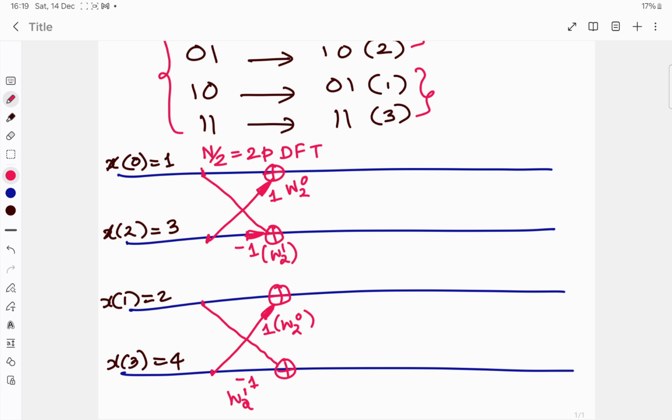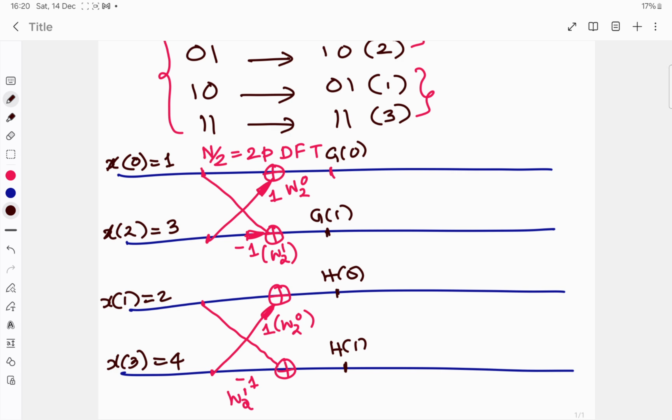With the coefficients w2 power 0, which is 1, and w2 power 1, which is minus 1. Why w2? Because this is a 2-point DFT. Next stage, we have to find out the 4-point DFT, and before that we just want to mark the output value. So we are marking the outputs as G0, G1, H0 and H1.